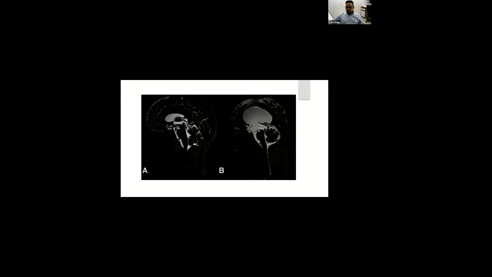So these are two different patients. A is the healthy patient in which you can see normal flow through the aqueduct of Sylvius. And in patient B, you can see that there is aqueductal stenosis, which is demonstrating proximal hydrocephalus involving the third and the lateral ventricles.